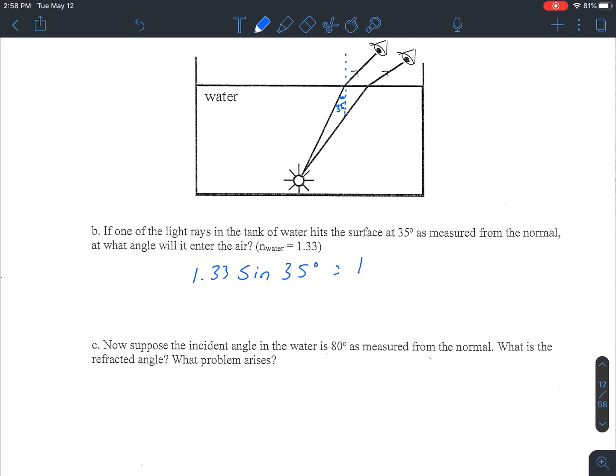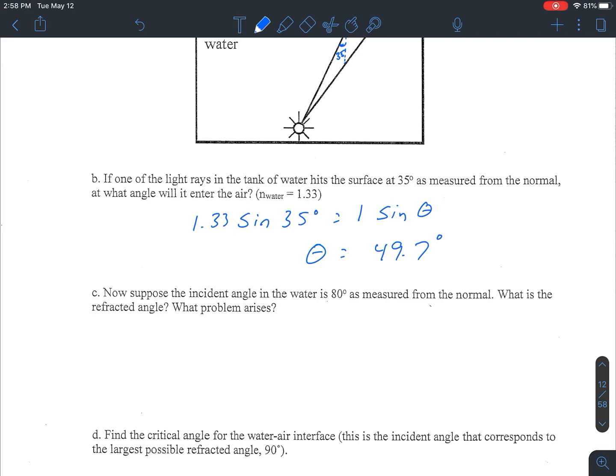And it's going into air, which has an index of refraction of 1. And we're finding this angle here. Simply plug that in. Calculator spits it out. And we get about 49.50 degrees.